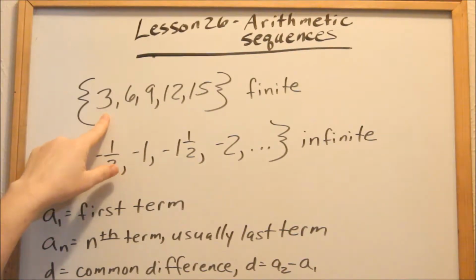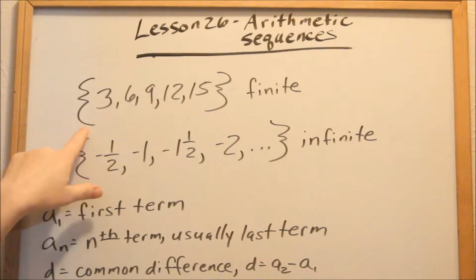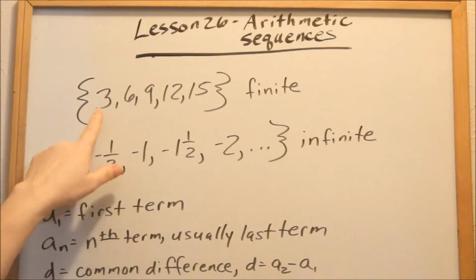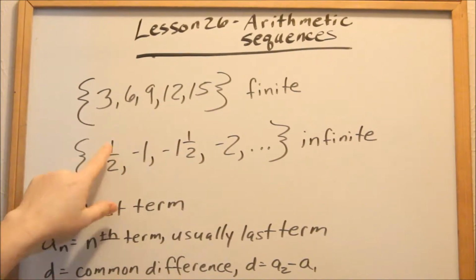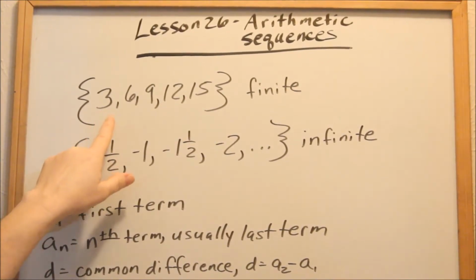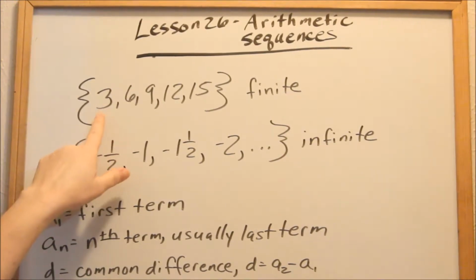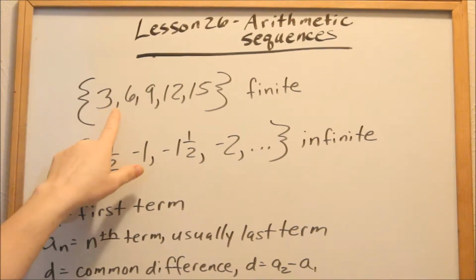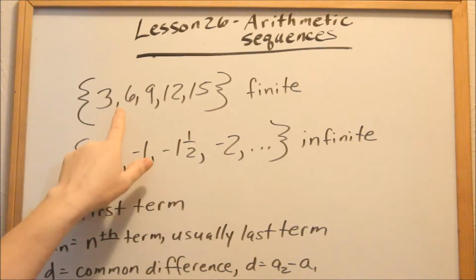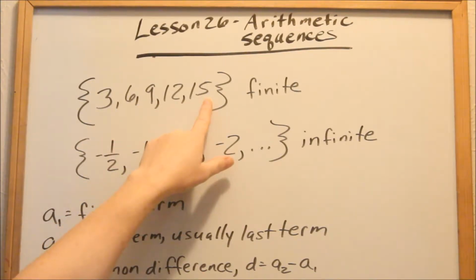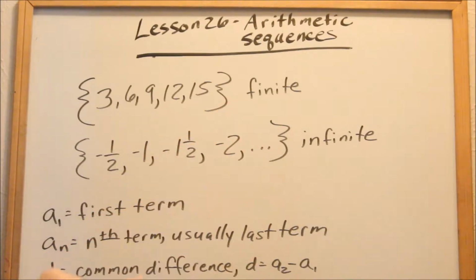A sequence is a set of numbers in a set notation like this. So this is a sequence, 3, 6, 9, 12, 15. An arithmetic sequence means we are adding the same number every time. So in this sequence, I'm adding 3 every time to get to the next number. This is called a finite sequence. It has an ending to it, so that's a finite sequence.